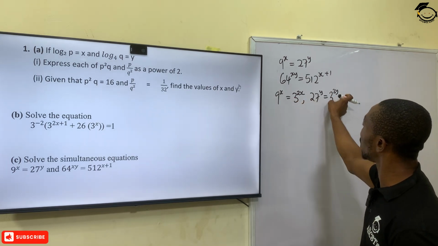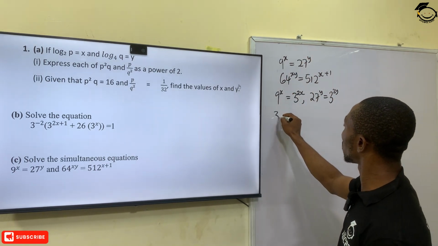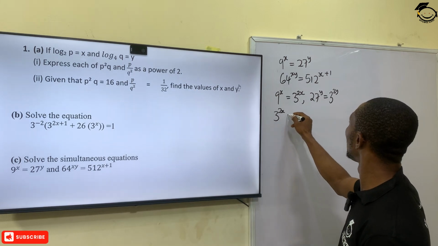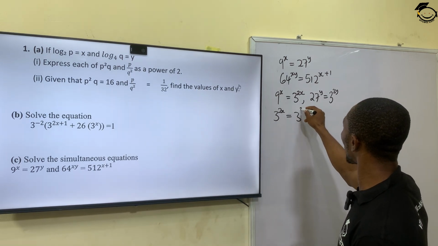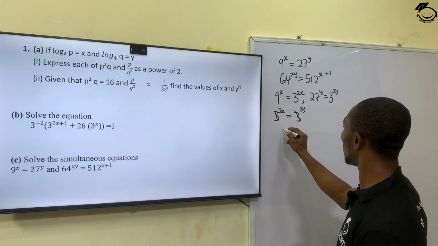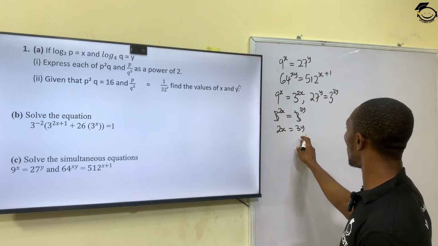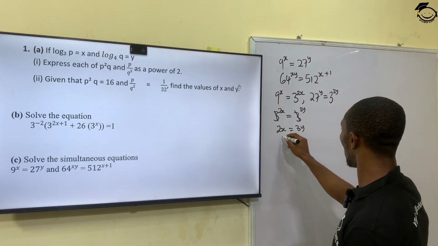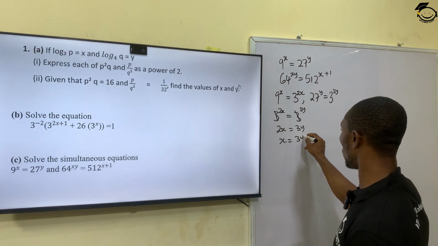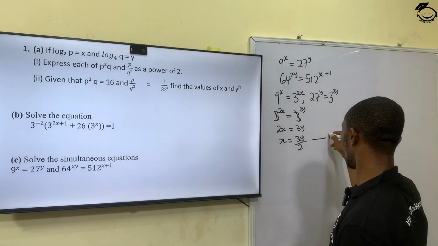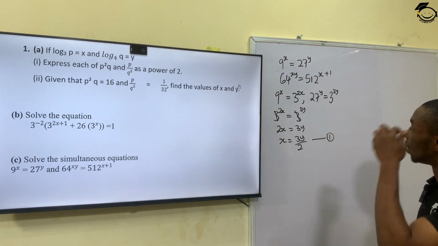Now, substituting this for this will give us 3 raised to power 2x equals 3 raised to power 3y. Cancelling the bases, 2x equals 3y. So from here, we can write x equals 3y over 2. Let's have this as equation 1.